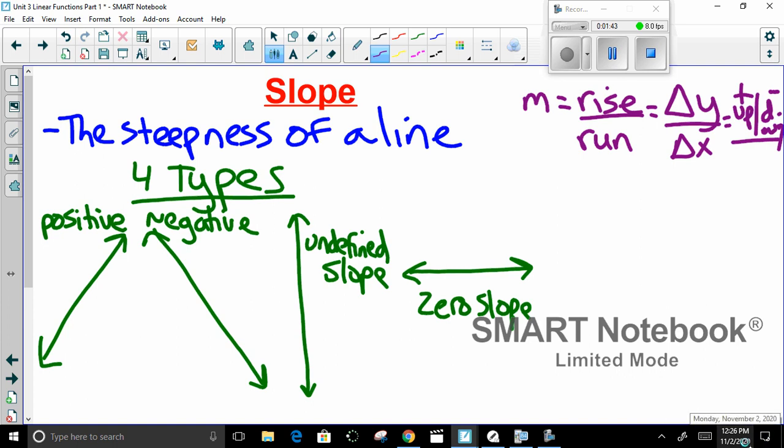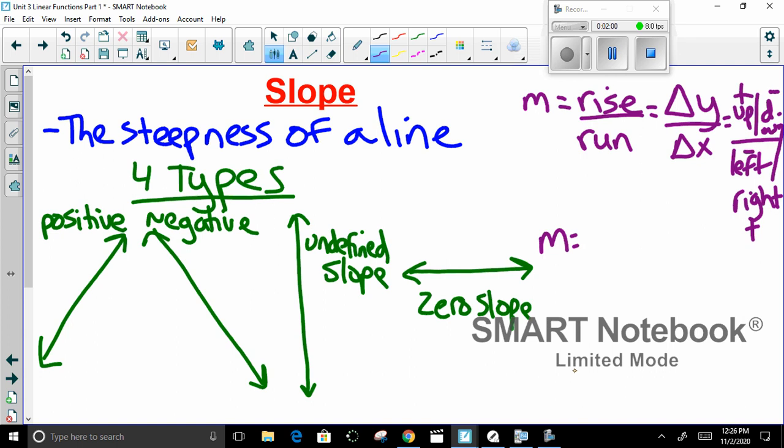For your x-axis, your run, that's either left or right. If you go left, it's a negative number. If you go right, it's a positive number. So all that is a reminder as to what slope is.